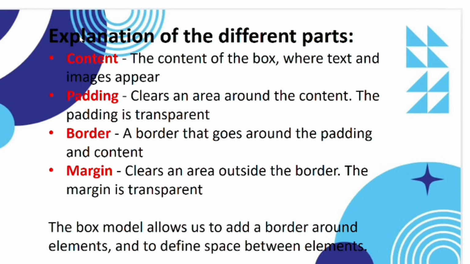Think of it like this. You have a gift box, which is like your element. The gift inside is the content. The wrapping paper is padding. The box edges are the border and the empty space around the box on the table is the margin. Understanding this helps you avoid layout confusion, especially when things don't align or stack as expected.